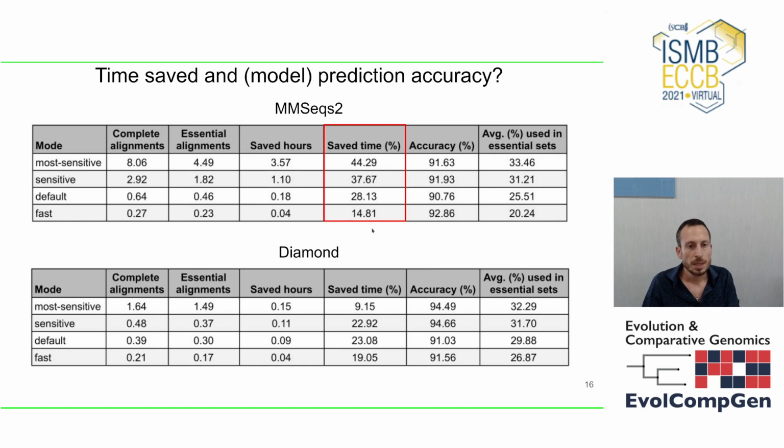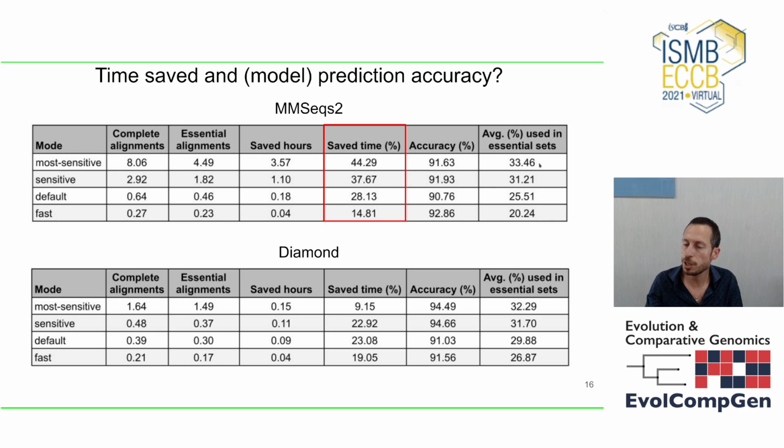later. So how much time do we save in the end? On the top in here we have the results from MM6-2, and as we can see in this box, the more we increase the sensitivity from fast to most sensitive, the more we save time, and we save up to 44% of the time that would be taken using the complete alignments. And we can see this column in here.